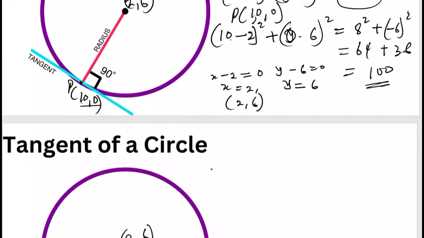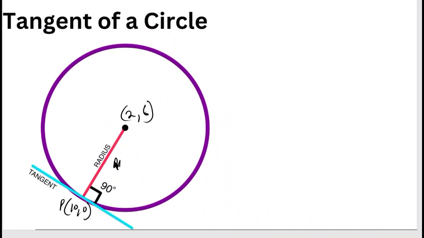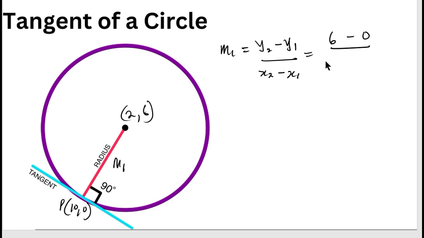Let's get started with it. First, let's find the gradient, let's call this m1, for this radius. So m1 is y2 minus y1 over x2 minus x1, which is 6 minus 0 over 2 minus 10, which is 6 over minus 8. Obviously, this reduces to 3 over 4, that's the same thing as minus 3 over 4.